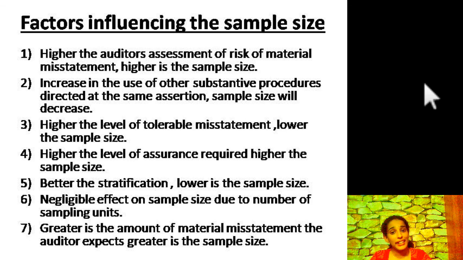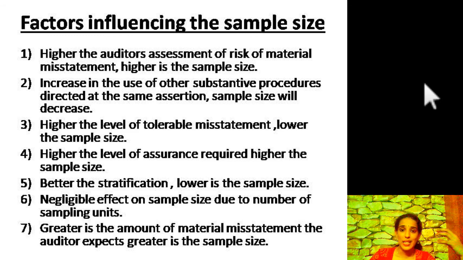Now, what is the effect of material misstatement with respect to the sample size? Greater is the level of material misstatement as expected by the auditor. The auditor applies tests of controls and substantive procedures. He also compares the current quarter or current year data with the previous year data. He performs various other procedures and comes to a conclusion that the expected material misstatement amount will be greater. In such cases, the auditor has to go for a bigger sample size.